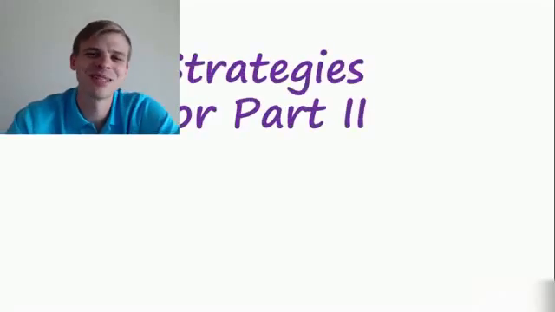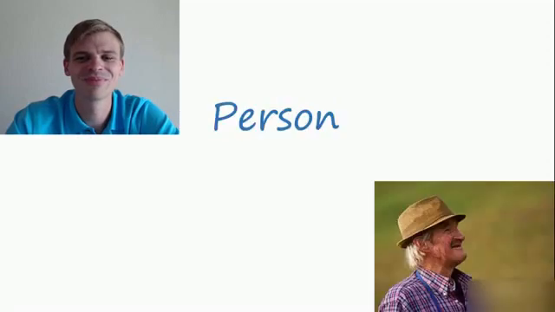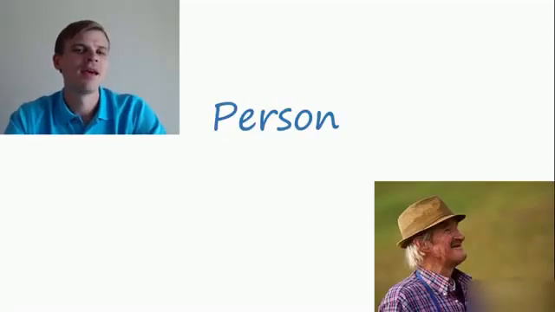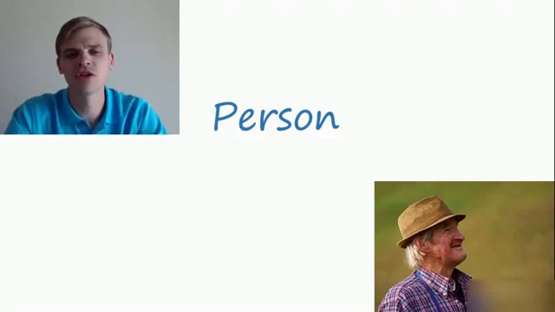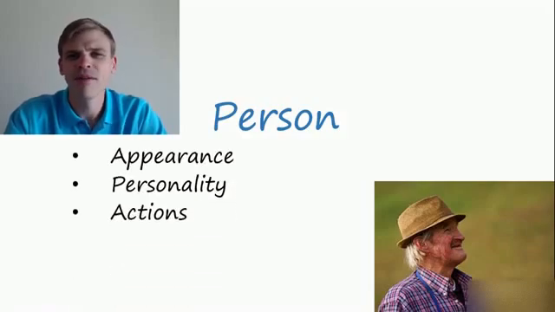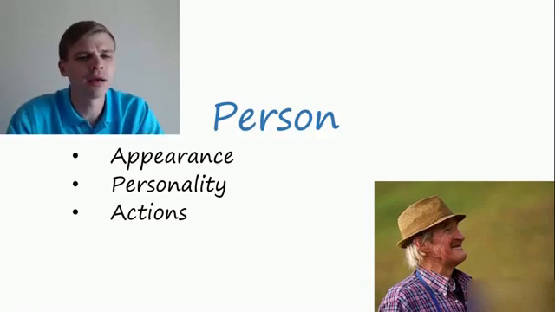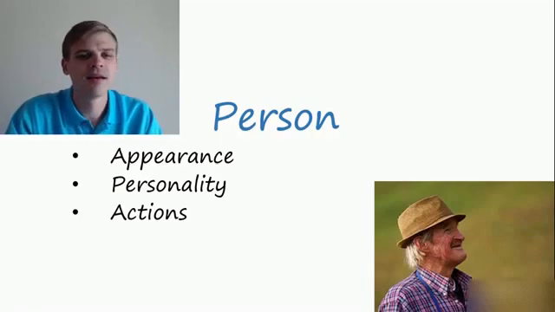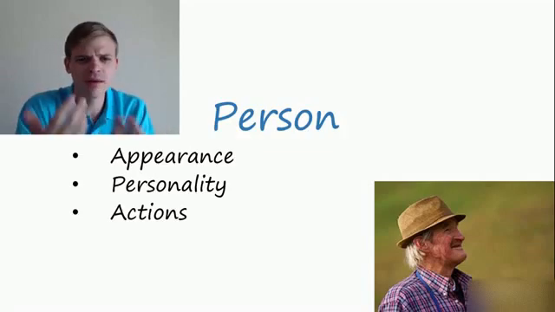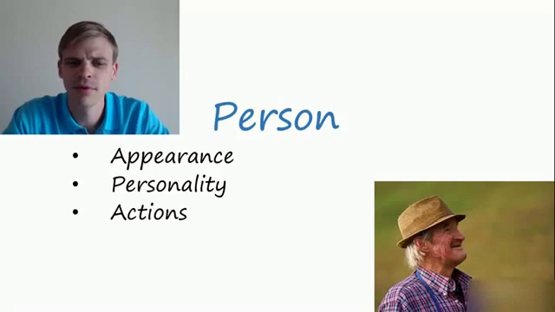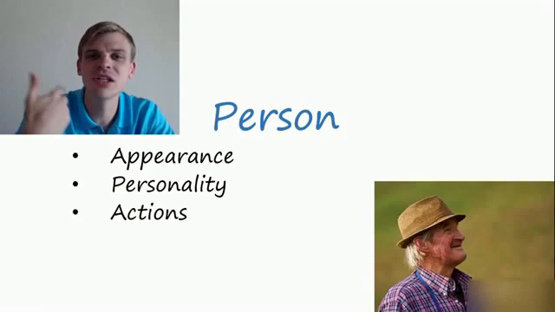All right, so let's look at some strategies for part 2. Here's what I want you to practice. I want you to take a person who's very interesting to you and come up with their appearance. What do they look like? Their personality. What kind of a person are they? And their actions. What kind of things do they do?